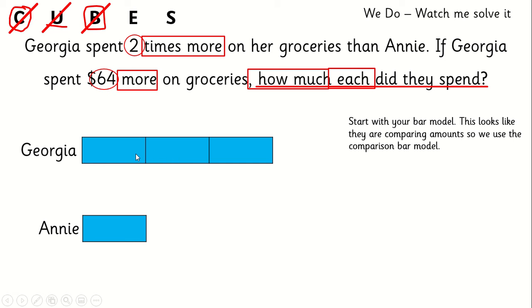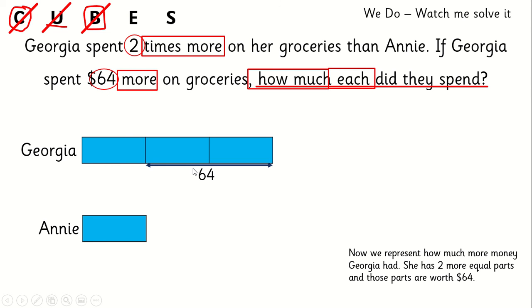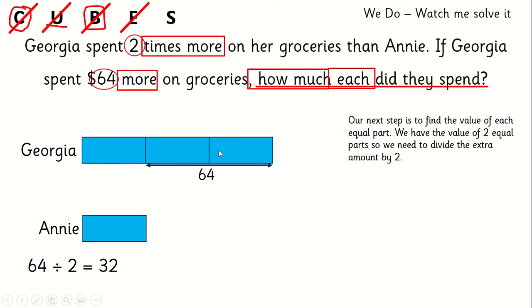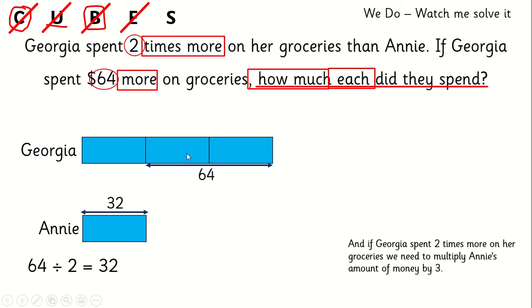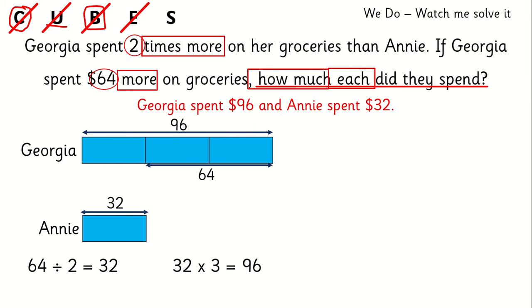So that's the difference between 2 times and 2 times more. And Georgia spent $64 more. So the extra gets labelled with the amount of money she spent more than Annie. So once again, we have 2 equal parts, so we divide it by 2. So 64 divided by 2 is 32. So Annie spent $32, and Georgia spent 3 equal parts of $32. So to find that, we multiply 32 by 3, and that ends up with $96. So Georgia spent $96, and Annie spent $32.